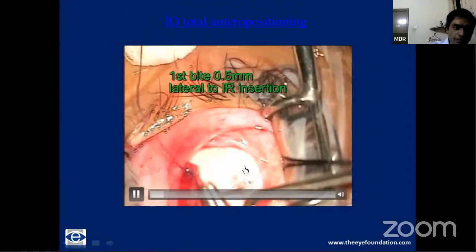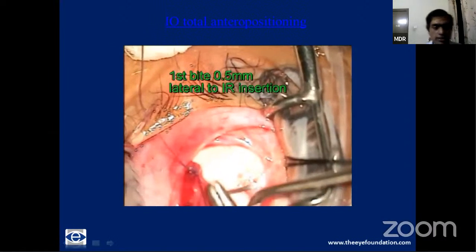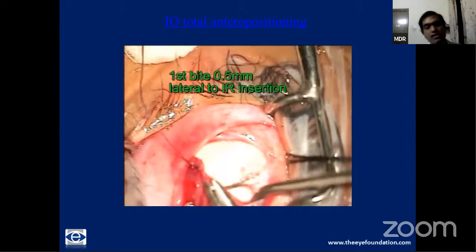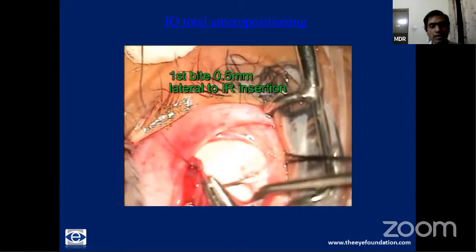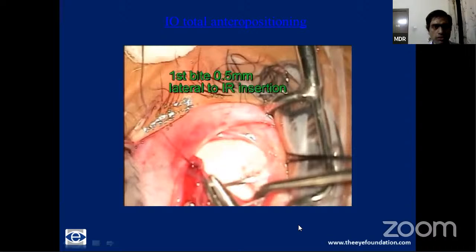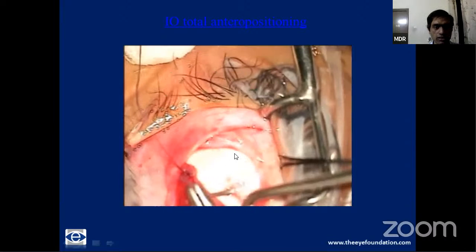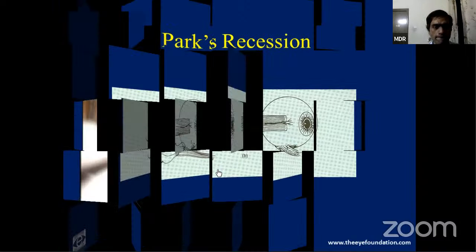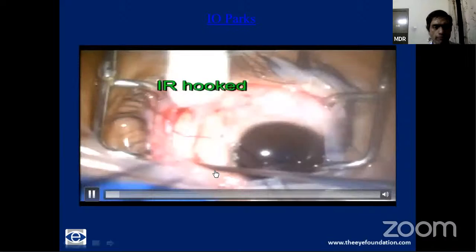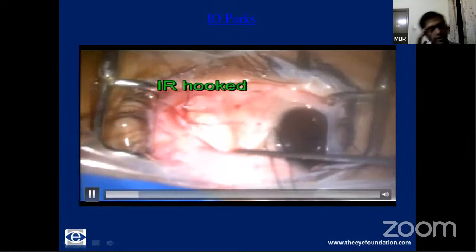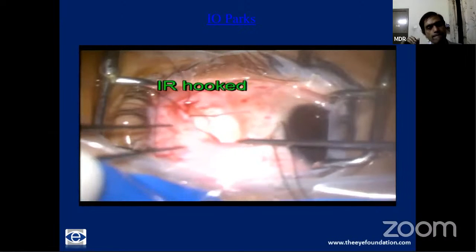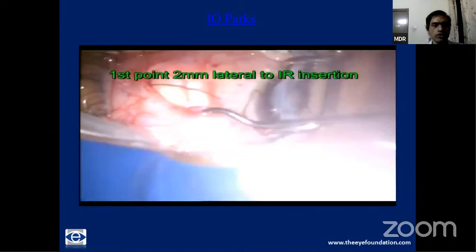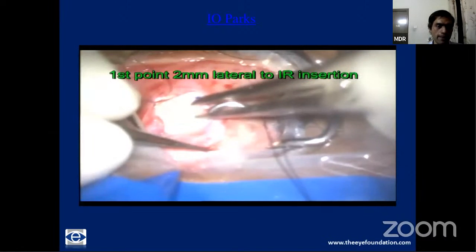And this is Parks' recession. First bite 0.5 millimeter lateral to the inferior rectus insertion. I'm sorry, this is anteroposition. And the second bite effectively bunches up the muscle. This is the schema for Parks' recession. The IR is hooked. And then you identify the Parks' point, which is 2 millimeters lateral to the IR insertion and 3 millimeters behind.